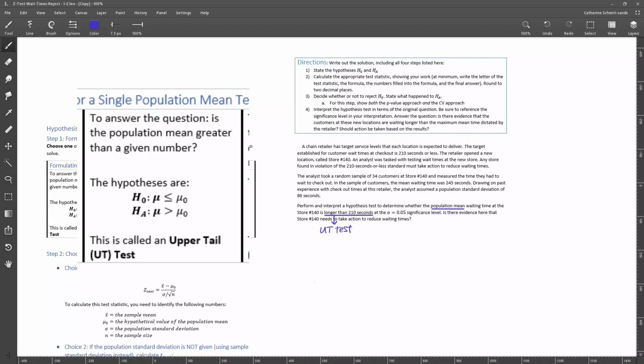Now, taking a look at our pair of hypotheses, we have H0, which is the symbol for the null hypothesis, is mu, which is the population mean that we're testing, is less than or equal to mu 0.